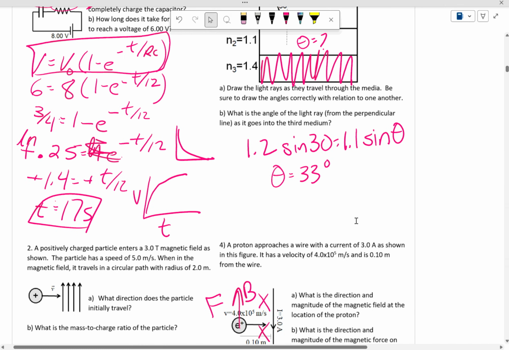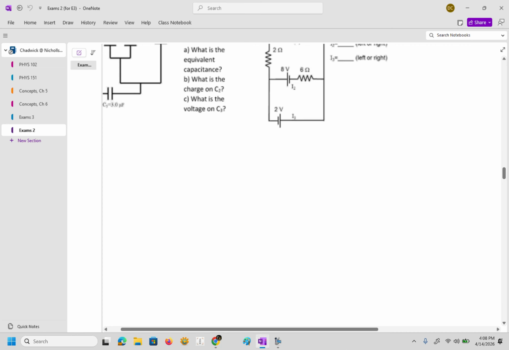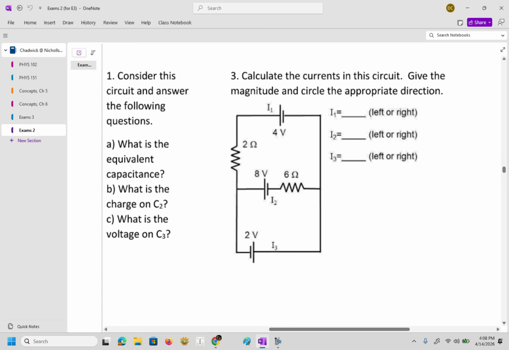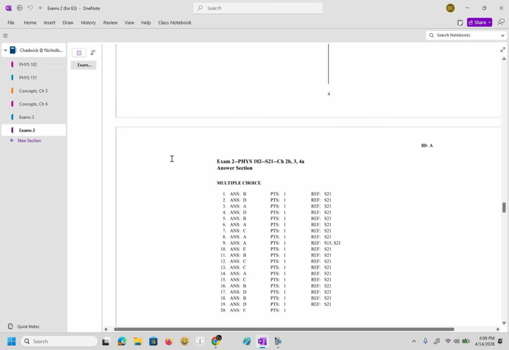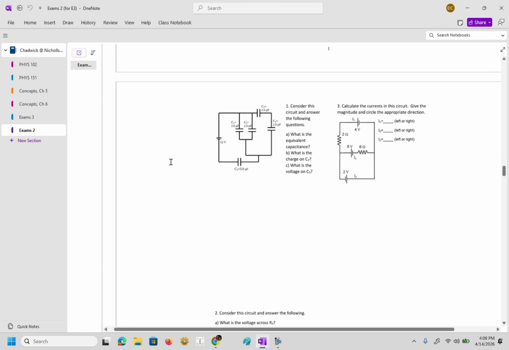Oh, and then there's the multi-loop circuit. I'll have to go to a different exam for that. So for the multi-loop circuit, it'll be one like this. There are lots of examples in those old exams. I don't remember if I did y'all's portrait or landscape. Anyway, this is Spring 21, exam 2.